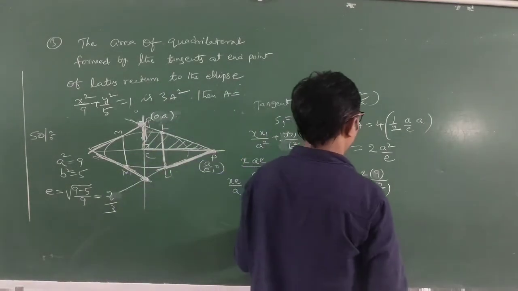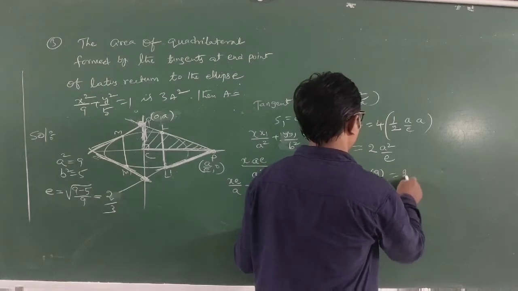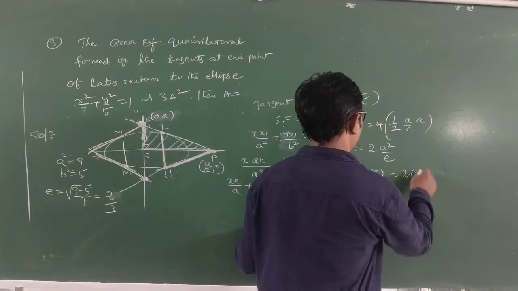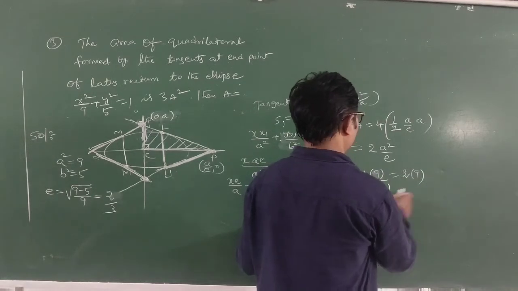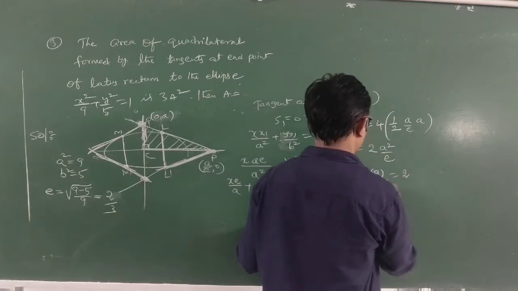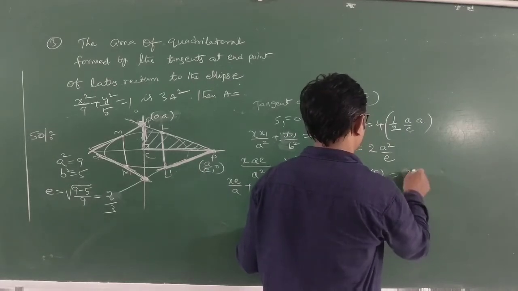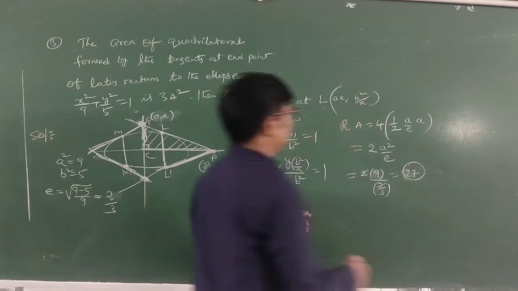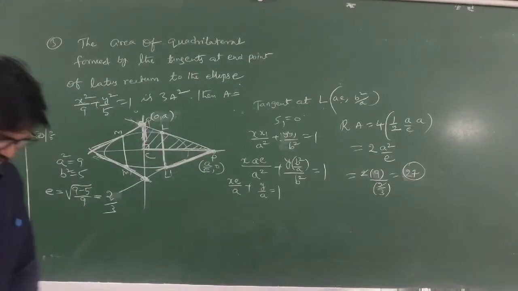Now students, we can write this as 2 into 9. After that, 9 3s are 27, the 2 cancels. This is 27. 9 3s are 27.